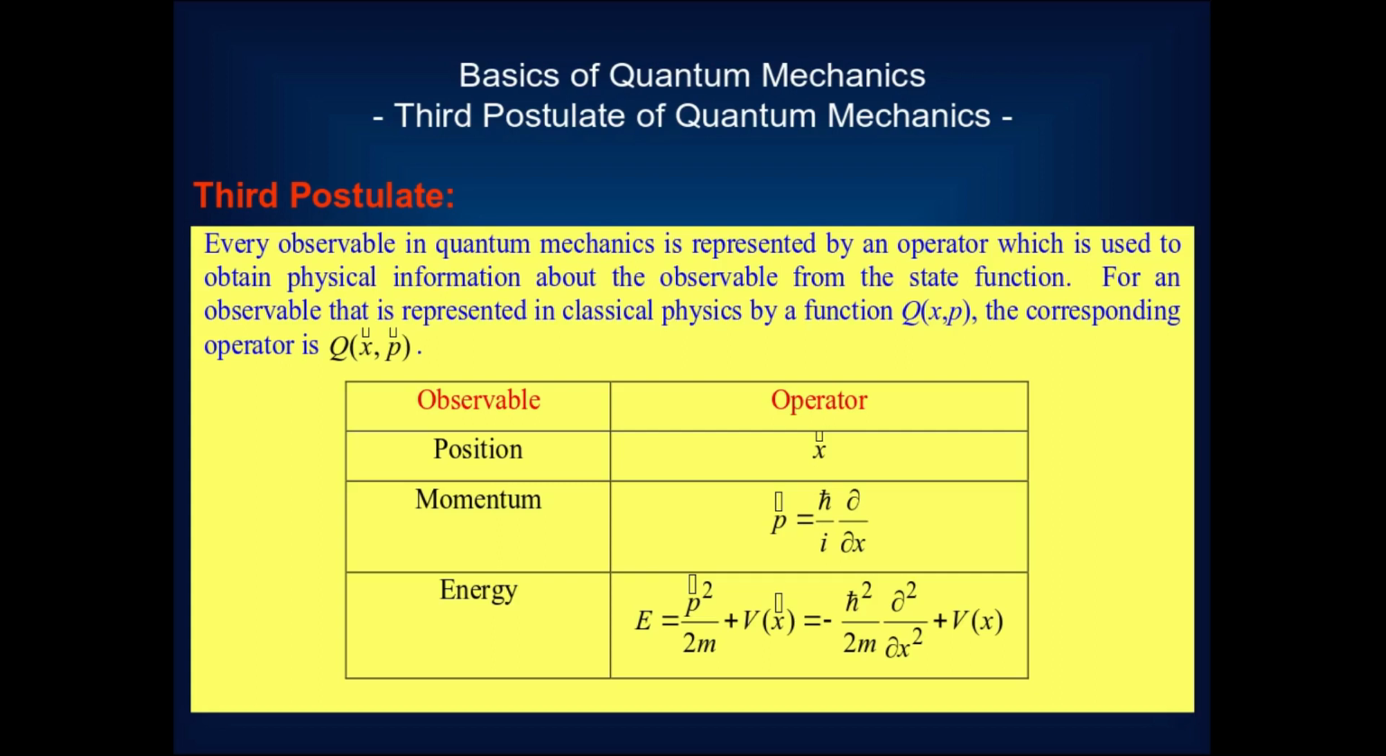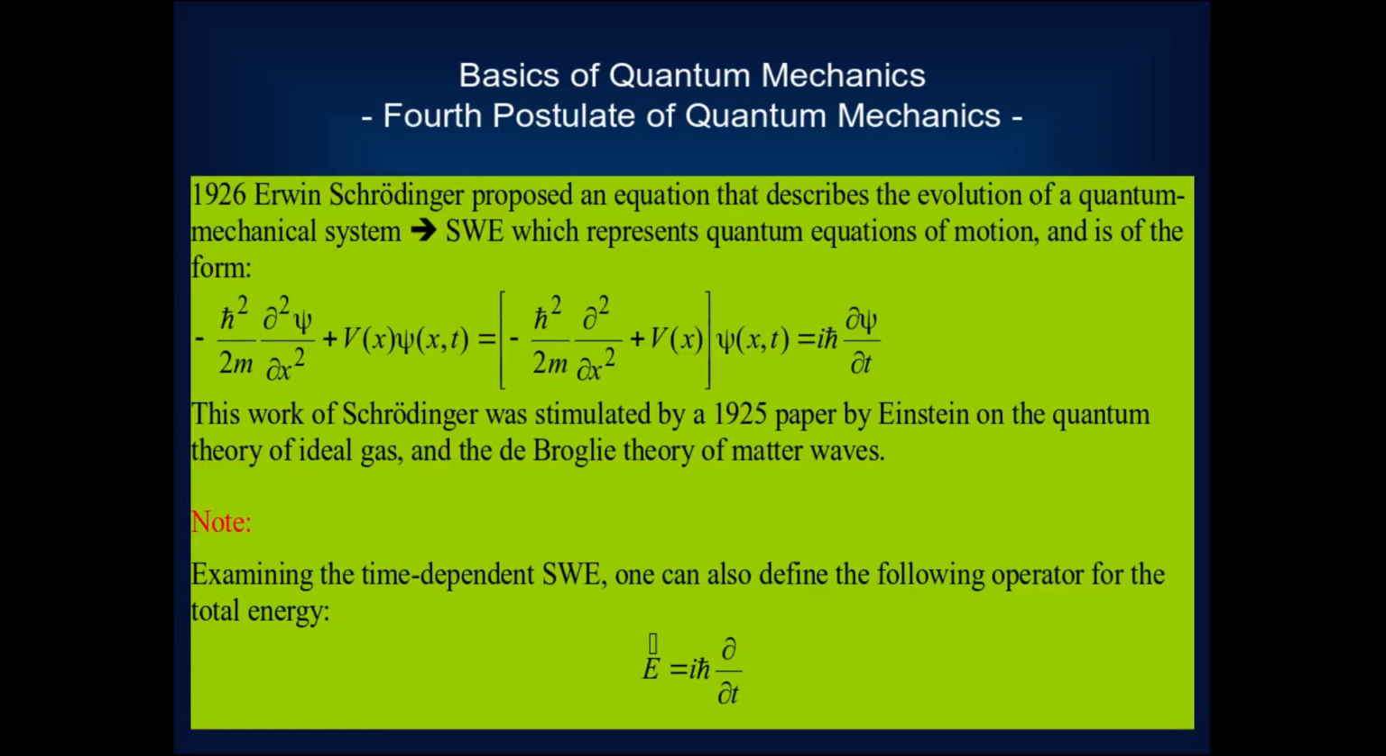Similarly, the energy operator. The fourth postulate of quantum mechanics is basically the quantum equation of motion, which was given by Erwin Schrödinger in 1926, as shown in the slide, where i h cross del upon del t is basically the energy, which equates to the kinetic energy plus the potential energy in the form of operators.